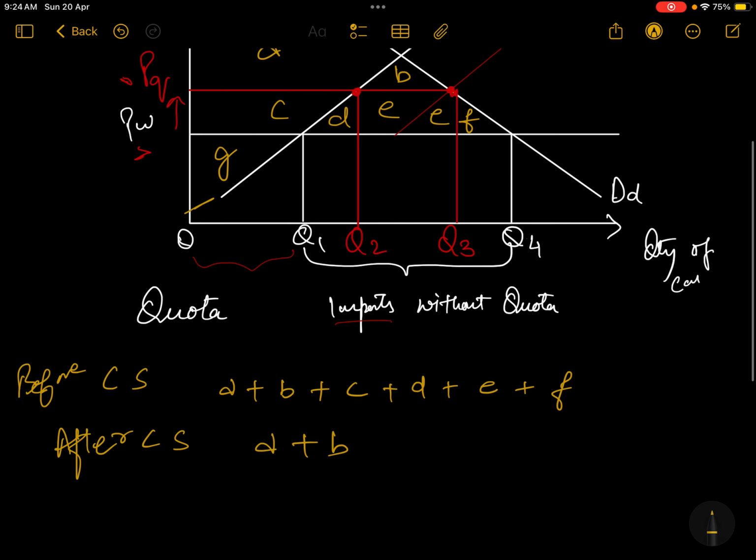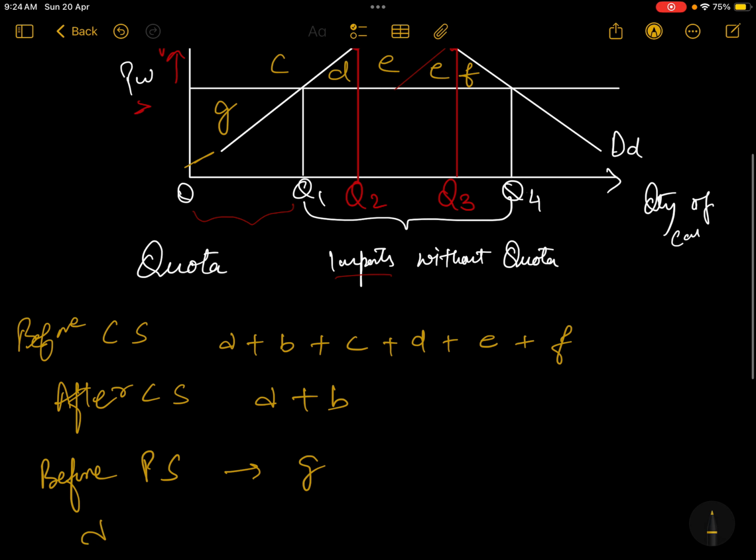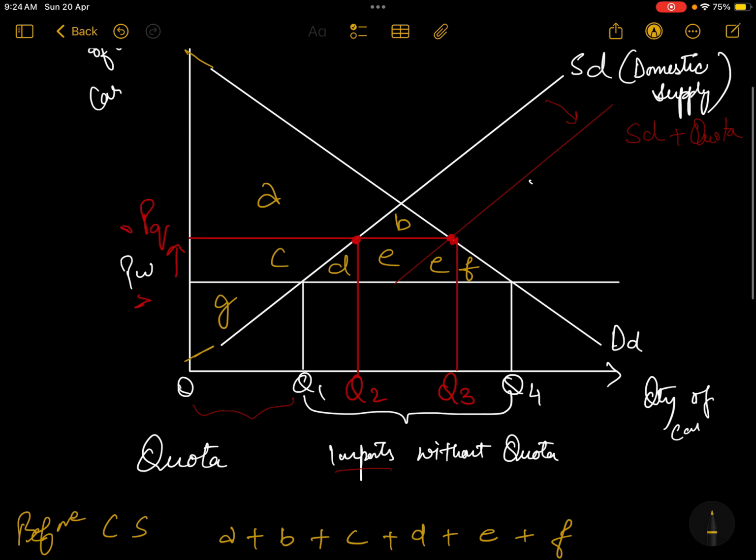Considering the producer surplus, before, at the time of free trade, the producer surplus was only G. However, after the quota, the producer surplus is C plus G. As you can see, the area C plus G. I hope it is clear.